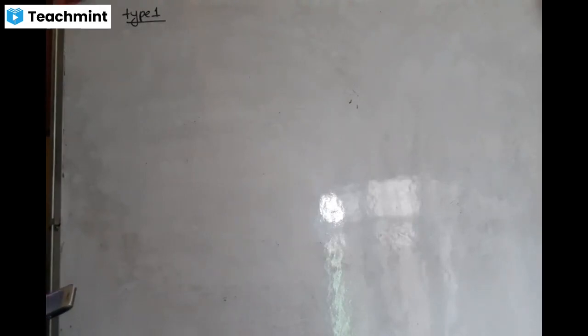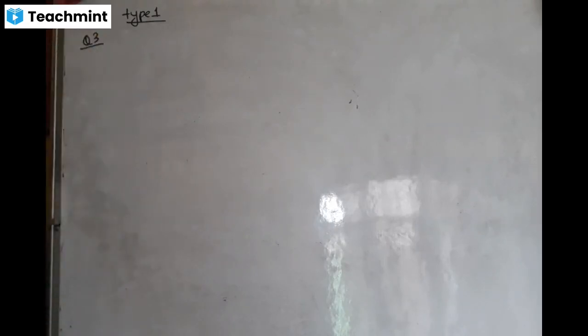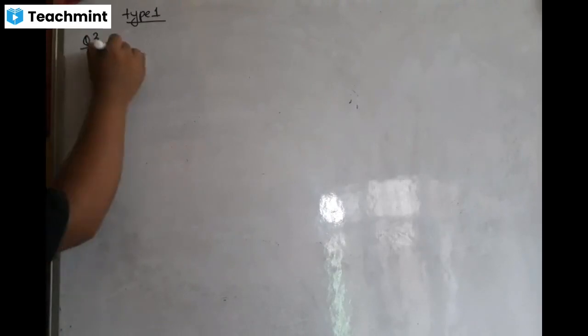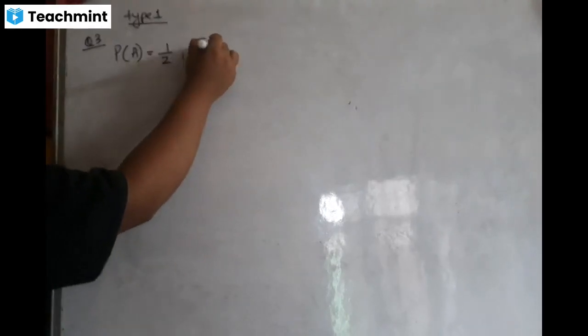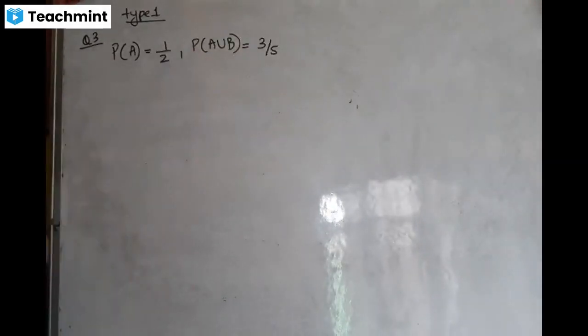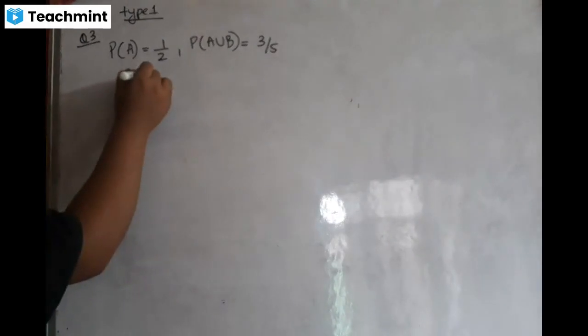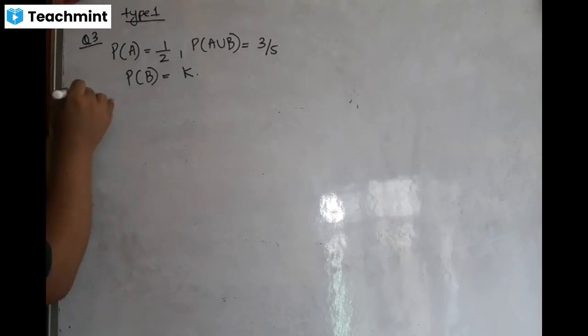Where was that question? Okay, specimen paper. Ready? Specimen paper, question number 3. What is given, everyone listen: the probability of A is given to be 1 by 2. Probability of A union B is also given, 3 by 5. And probability of B is what I have to find. That is what I'm supposed to find. It's a specimen paper question, everyone. So probability of B is k. What they're telling us is find k.